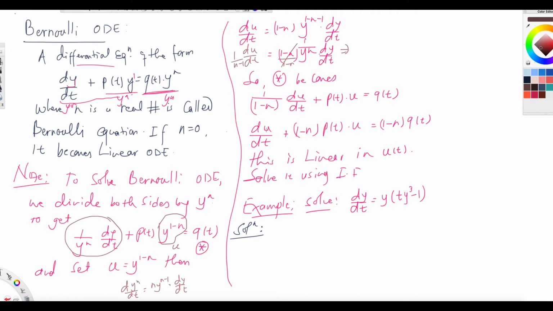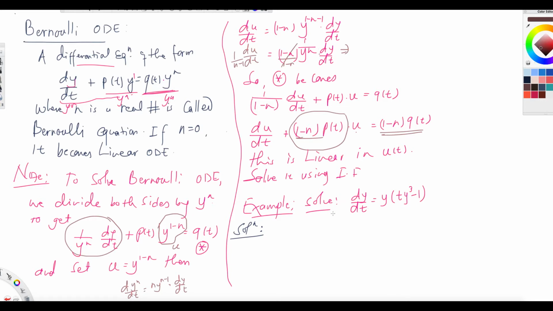Now look at this. I multiply both sides by 1 minus n. What do I get? du/dt plus (1 minus n) times p(t) times u equals (1 minus n) times q(t). So this is linear in u(t), because it is du/dt plus some function times u equals some function of t, because n is a number here. To solve this, we use the linear method. We find the integrating factor, multiply both sides, and write the left hand side as the derivative of u times the integrating factor. That's what you do.